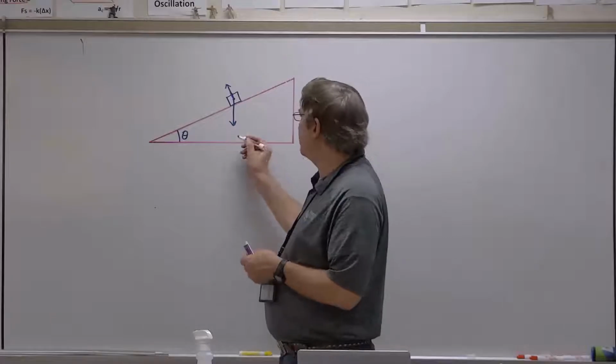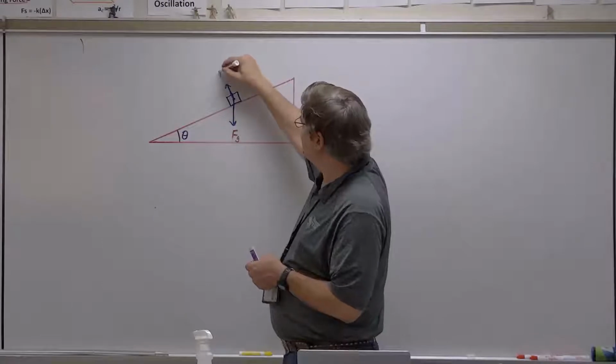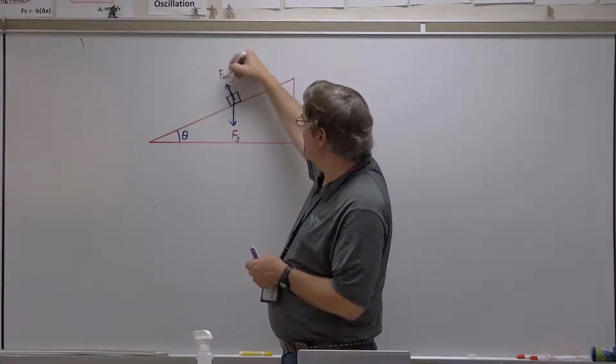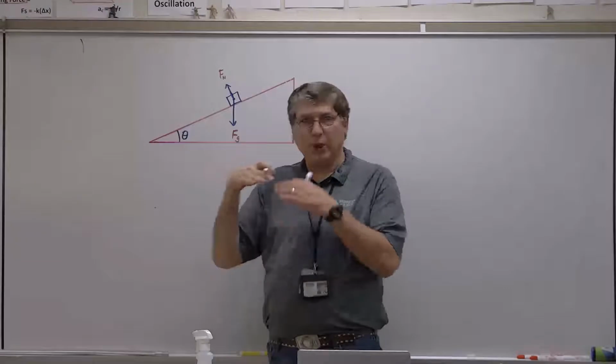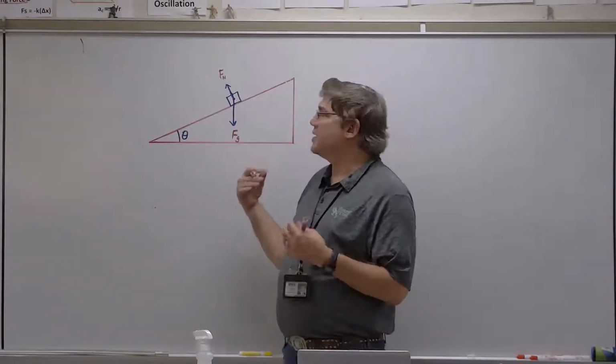One of them is the downward force of gravity, and the other is the force normal, or the normal force, normal to the plane of the incline going down. And it asks you for some other information.